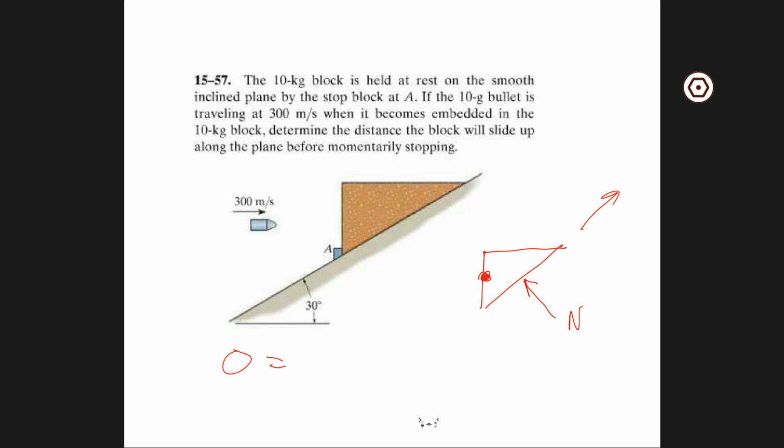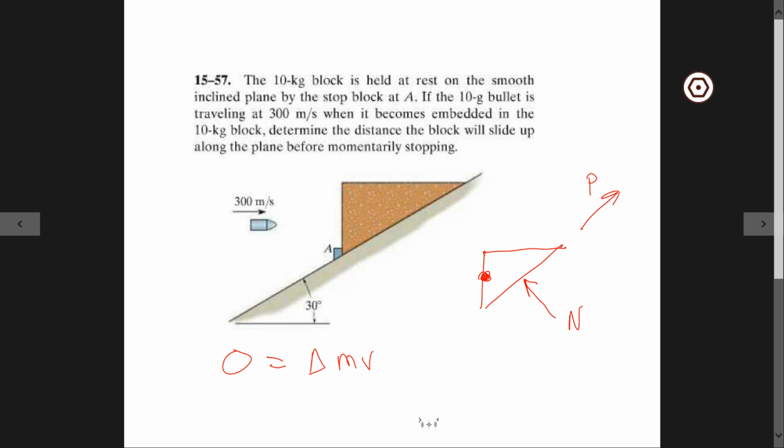Along the incline, right? That's what I'm doing it in. So I want the change in momentum along the incline. So this would be change in momentum, mv. We'll call it the p direction for the plane. Is that good? Okay, so I want the mv in the plane direction. Is that good? Okay, and we'll say up is positive there. That's a positive.